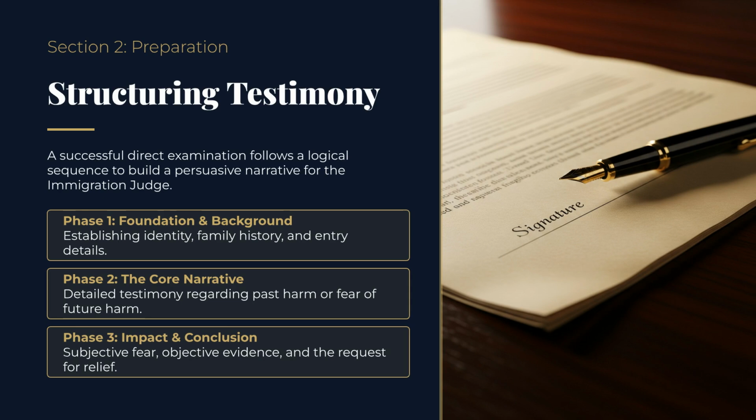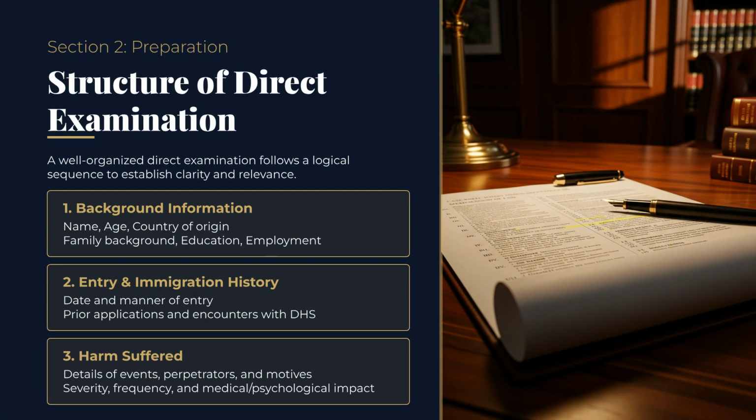Section 2 focuses on structuring testimony. A successful direct examination follows a logical sequence. Phase 1 establishes the foundation and background. Phase 2 delves into the core narrative of harm. Phase 3 addresses the impact and the request for relief. A well-organized structure requires background information, including personal and family history. This is followed by entry and immigration history. Finally, a detailed description of the harm suffered, including the events, perpetrators, and impact.